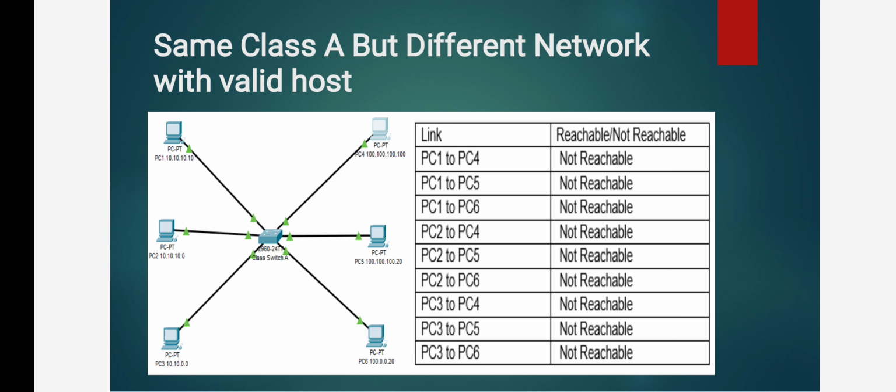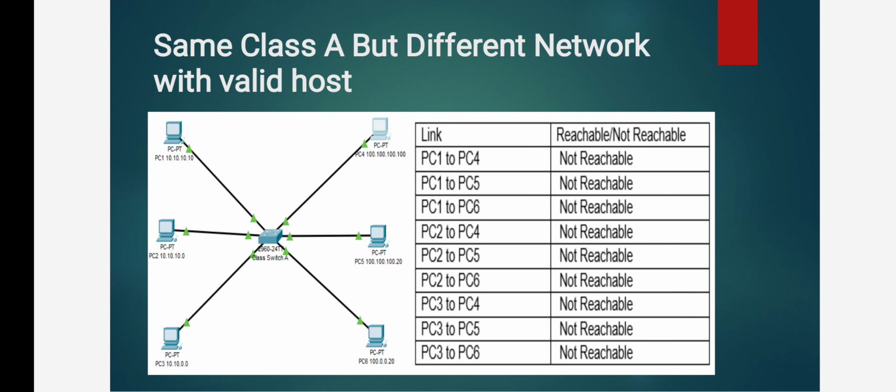Also PC1 to PC5, PC1 to PC6, PC2 to PC4, PC2 to PC5, PC2 to PC6, PC3 to PC4, PC3 to PC5, and PC3 to PC6. They're all not reachable because PC1, 2, 3 have network part of 10.0.0.0, and PC4, 5, and 6 have network part of 100.0.0.0.